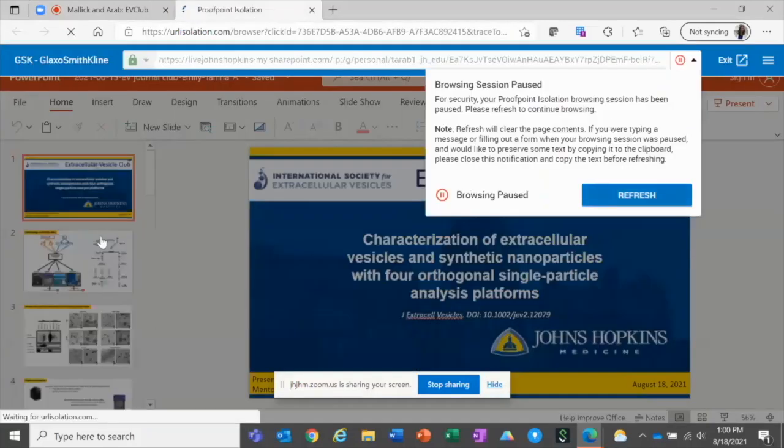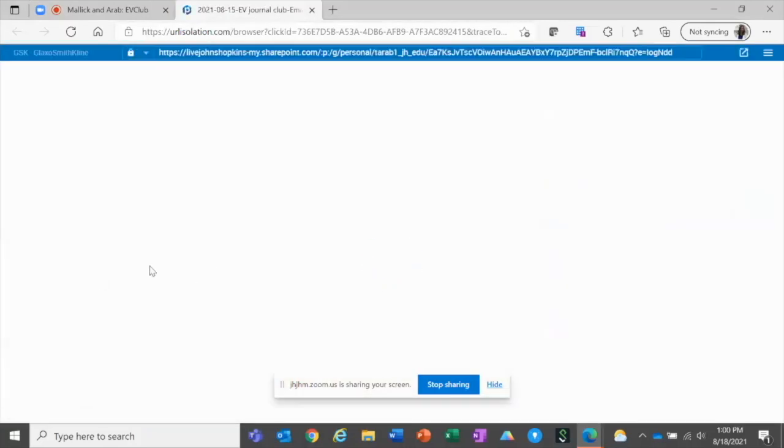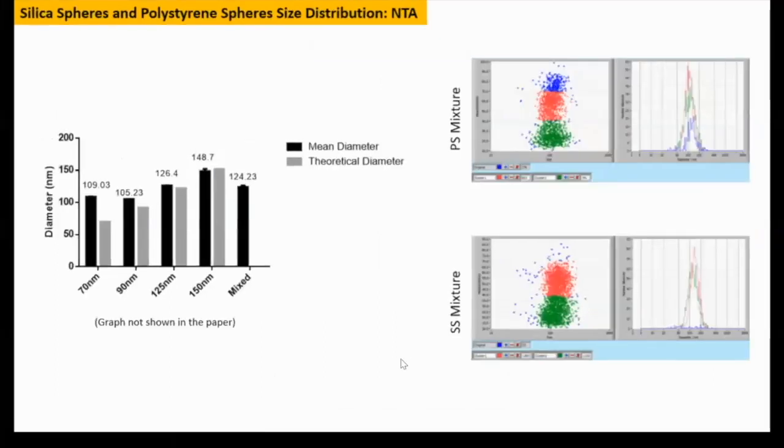Actually, this is the slide that Emily showed with the gates, and we tried to separate these spheres. Thank you, Emily. So this would be slide 8. These are the right panels where we reopened the data generated with polystyrene spheres and silica spheres in the NTA software, and we tried to assign gates based on intensities, just to assess the possibility that the individual bead size could be resolved.